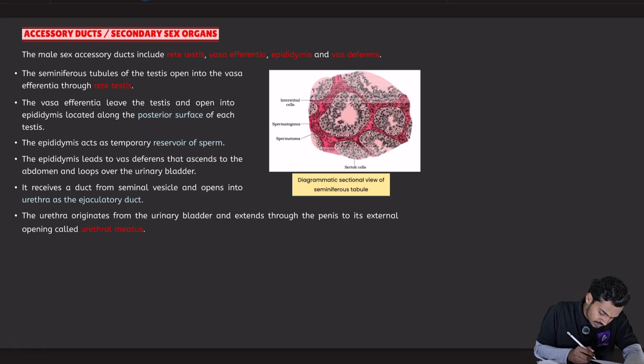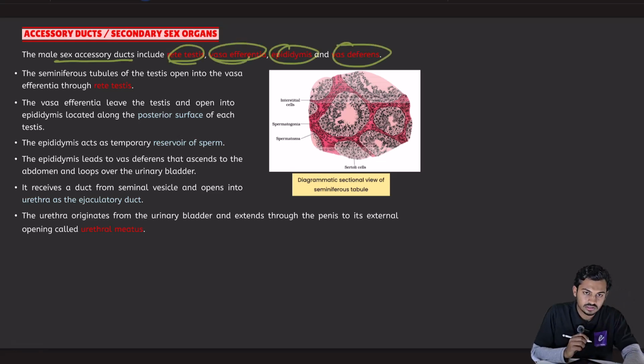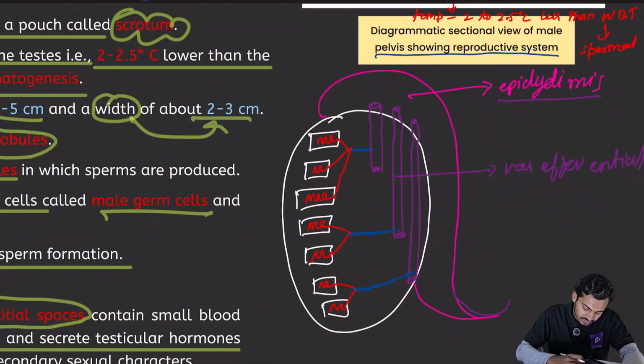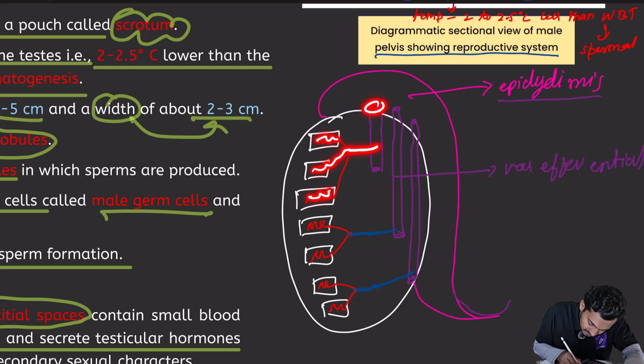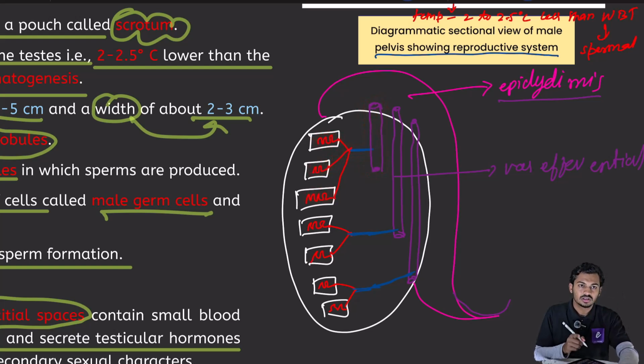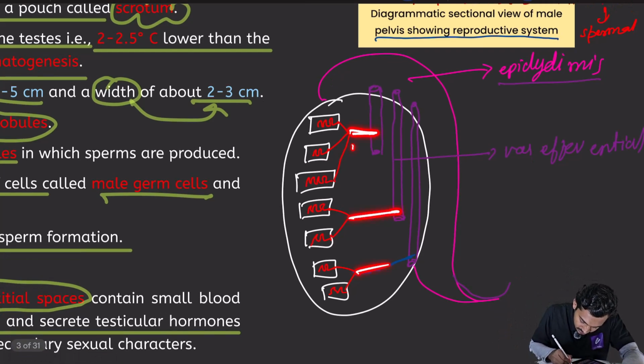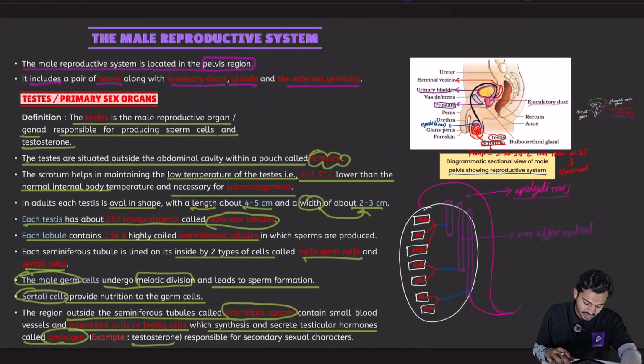अब देखें. So now see here, very important statement. Male accessory ducts includes rete testis, vas efferentia, epididymis and vas deferens. ये तो मैंने आपको ऑलरेडी पढ़ा दिया था. Right? The seminiferous tubules, they will open into vas efferentia through rete testis. Right? तो ये डायग्राम में हमने क्या पढ़ा? So you can see seminiferous tubules, they are opening in vas efferentia through rete testis. तो मैंने ऑलरेडी आपको ये डायग्राम में पढ़ा दिया था.